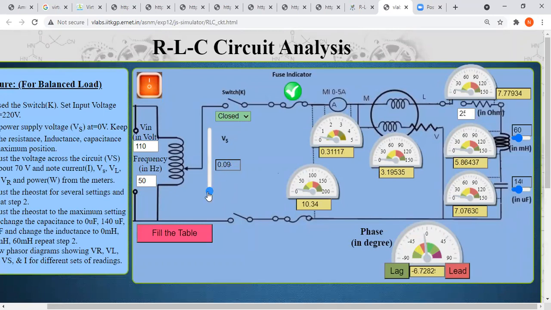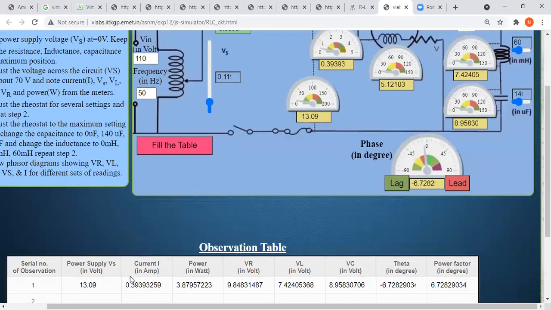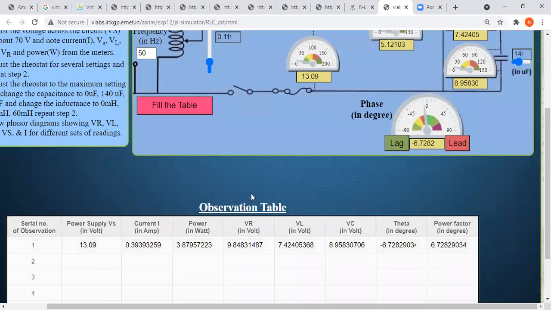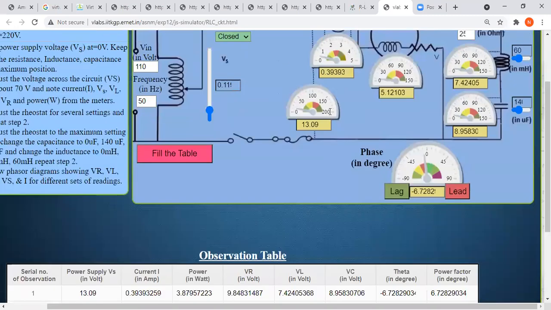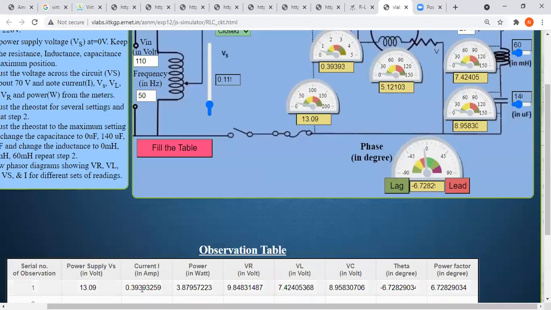So let's set this supply to any value, and just click it, that is, fill in the table. And you can see here the first entry. Our source supply, we set it to 13.09. The current is 0.3939. You can see the same current on this scale also, 0.3939. And the voltage is, see here, 13.09. And for power, there is one error in this reading, that power you have to take as 5.12, which is shown in this scale.